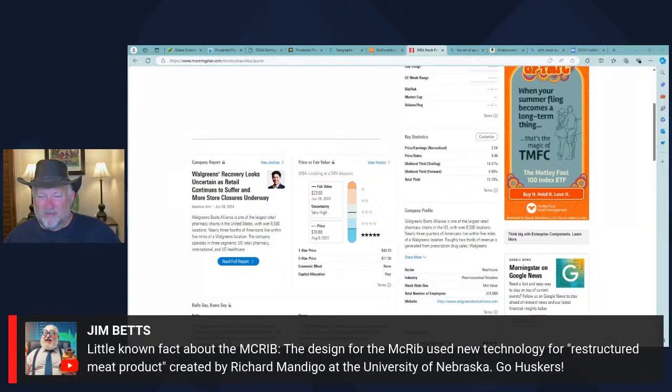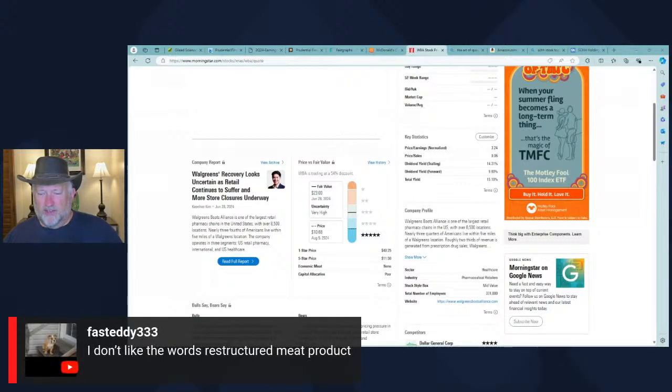Oh, here we go, Jim. Little known fact about the McRib: the design for the McRib used new technology for restructured meat product. Oh, wow. Created by Richard Mandigo, the University of Nebraska. Go Huskers. So restructured meat product. Yeah, it's kind of like the chicken nuggets too, right? They're kind of restructured. Yeah, I'm with you, Fast Eddie. I don't like the sounds of a restructured meat product. I like meat, and I like it just to be natural, just the way it's supposed to be.